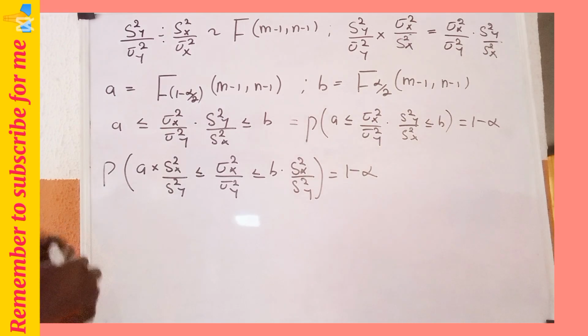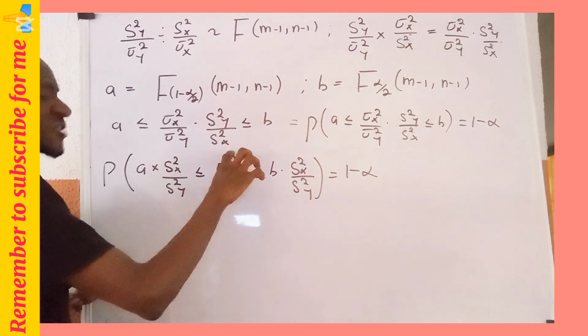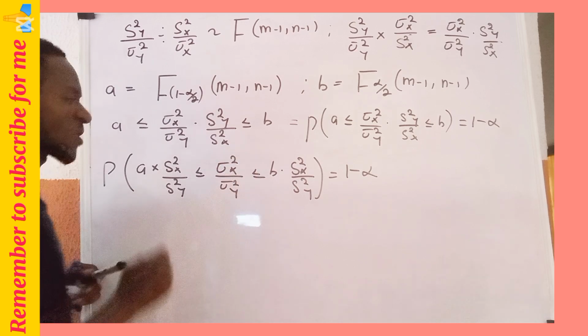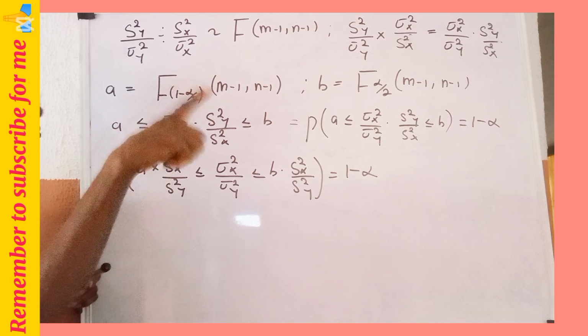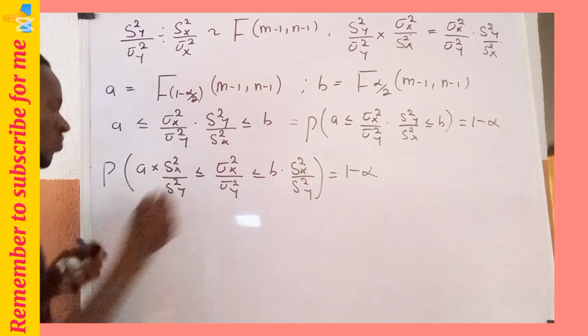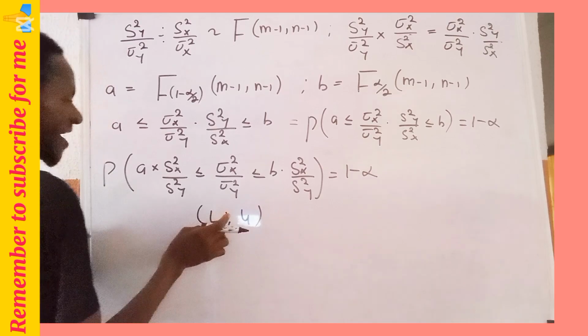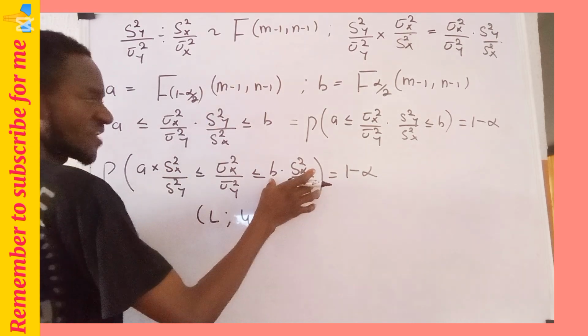So at this point, of course, our interest, we have arrived at it. What we are now seeing is the ratio of two population variances, sigma squared of x and sigma squared of y. So we are now going to bring out our interval. Let us call that our interval L and U, where L is the lower confidence limit and U is the upper confidence limit.